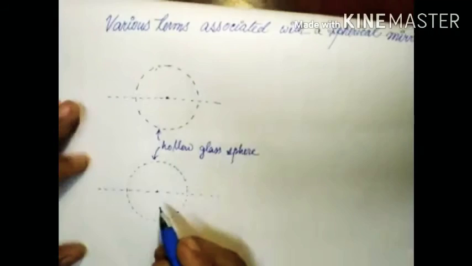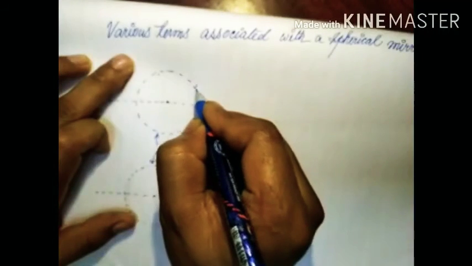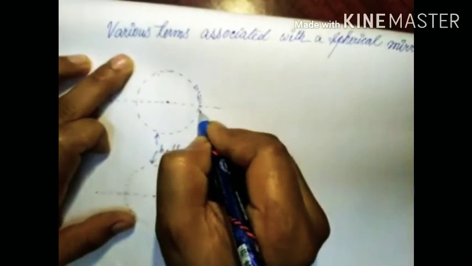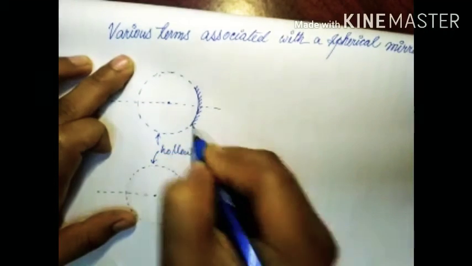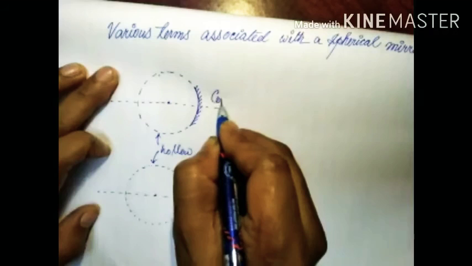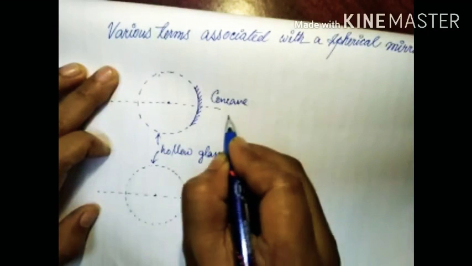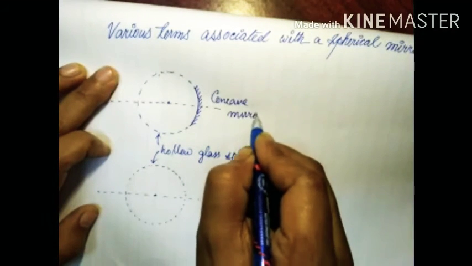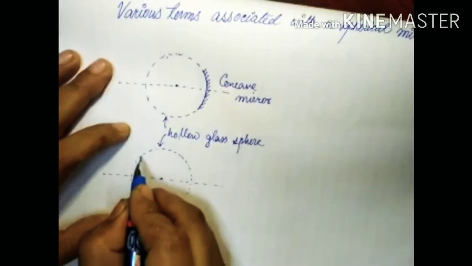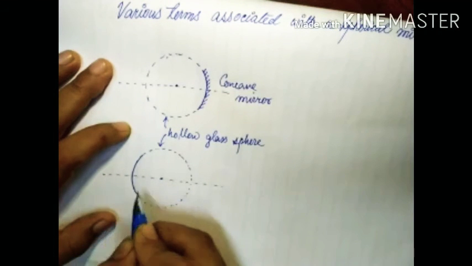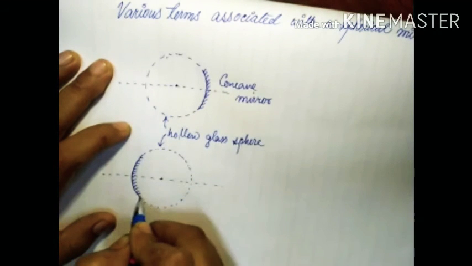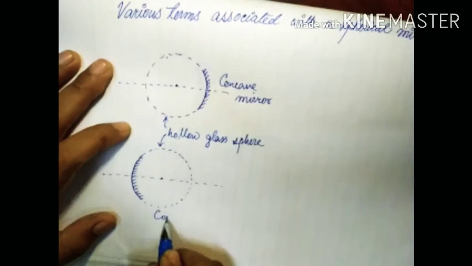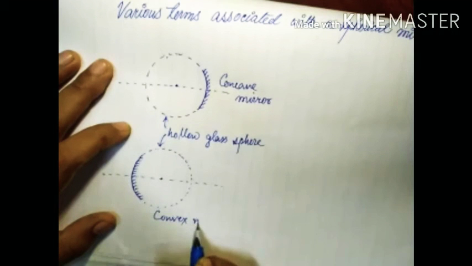Now if I put the silver coating here, you know what I will get? I will get a concave mirror. And if I silver coat the inner part of the sphere, I will end up with a convex mirror. Clear?